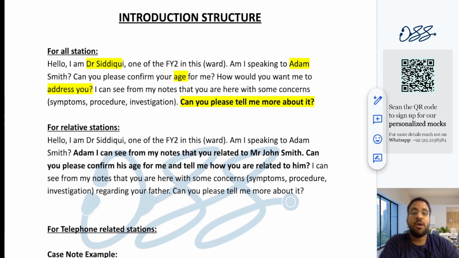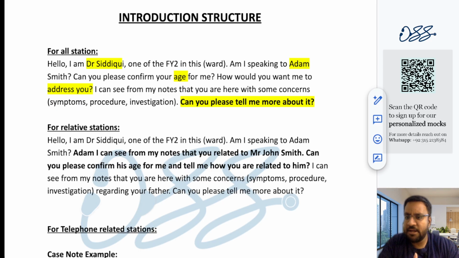Okay, so what are the aspects of the introduction? Number one, as soon as you enter, greet the examiner with energy, with a big smile on your face, trying to create that aura. Then once you start talking to the simulator, introduce yourself, your name, where you are currently. Then confirm the identity of the patient by the name and by the age. These are the first four things, and then check how the patient wants to be addressed. After these five things, you're just left with one more thing, that is the open-ended question.